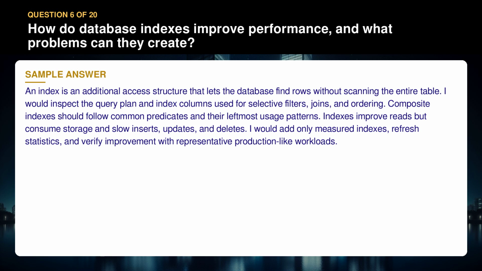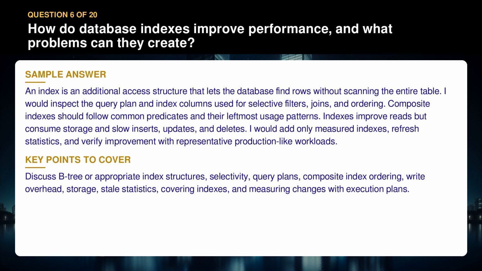I would add only measured indexes, refresh statistics, and verify improvement with representative production-like workloads. Discuss B-tree or appropriate index structures, selectivity, query plans, composite index ordering, write overhead, storage, stale statistics, covering indexes, and measuring changes with execution plans.